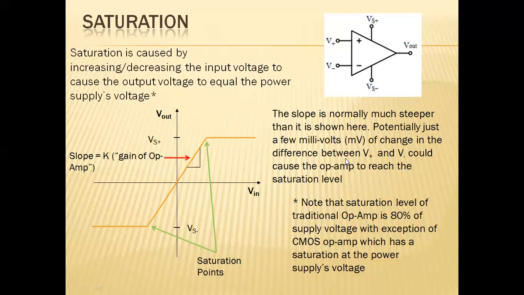So what is that? Potentially, just a few millivolts of change in the difference between the positive and negative voltages could cause the operational amplifier to saturate. So the difference between the positive and negative leads leads to a saturation region. Hence, the saturation level of this operational amplifier is about 80% of the supply voltage.